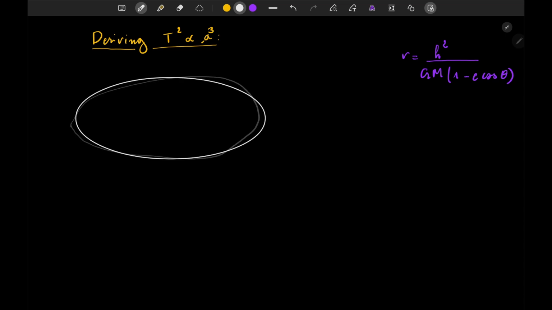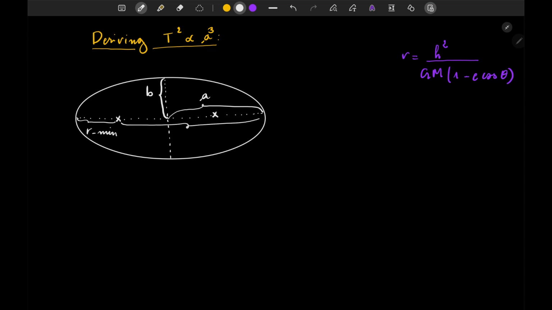Now, for the derivation of the third law, the following drawing illustrates the semi-major axis and the semi-minor axis of an ellipse, which are represented by a and b. Rmin and Rmax are respectively the minimum and the maximum distance from a focus point. For the derivation, we need a lot of properties of an ellipse, but I will assume that you know none of them, so we will derive them one by one.